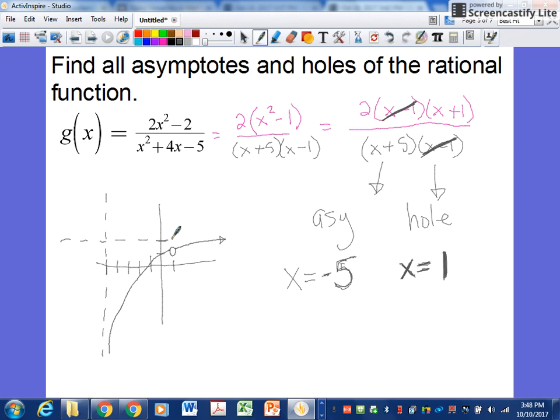So we'll talk about graphing them later. But right now, this is what the graph will look like. So at x equals 1, it has a hole in the graph. And at x equals negative 5, there is an asymptote. So that's the difference between an asymptote and a hole. Okay, fantastic. That is all.